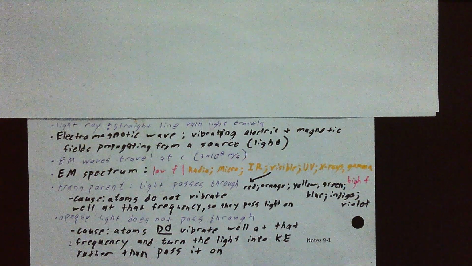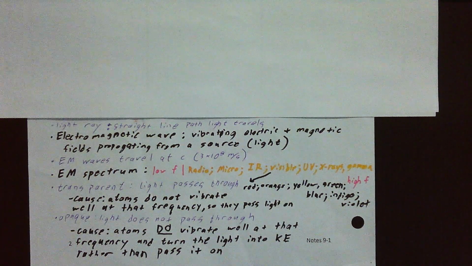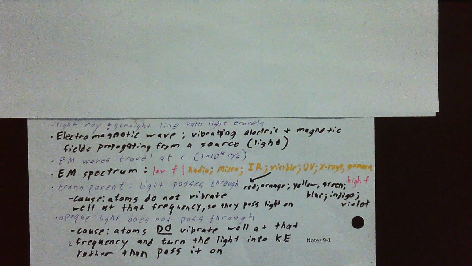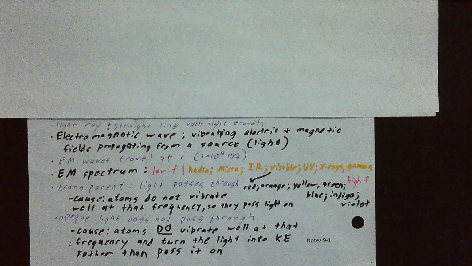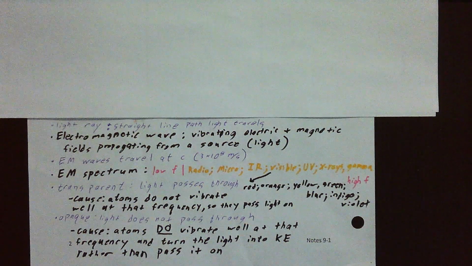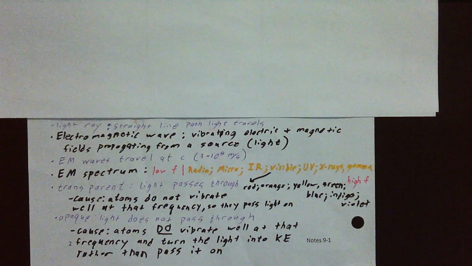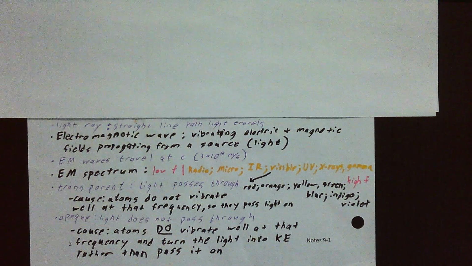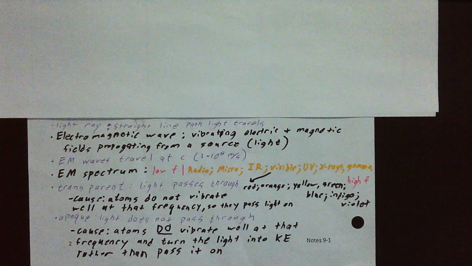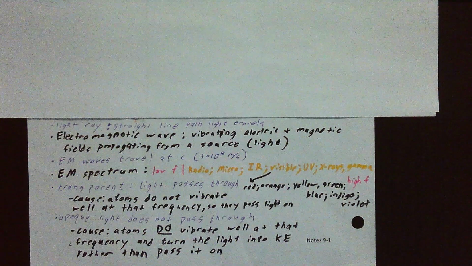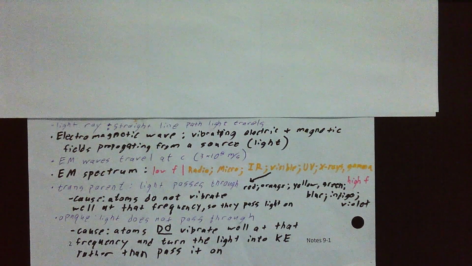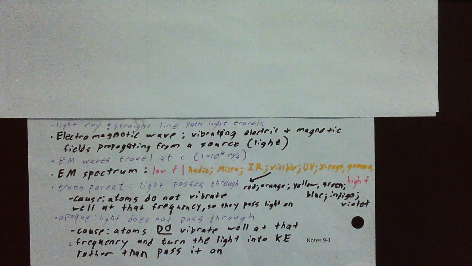We'll talk about why frequency goes with energy when we get to the end of this unit, when we talk about the photoelectric effect. But you get this idea of going from low frequency to high frequency, and the colors match that as well. Okay, and then the last two things I talked about were transparent and opaque. So transparent objects allow light to pass through them. Opaque objects do not.